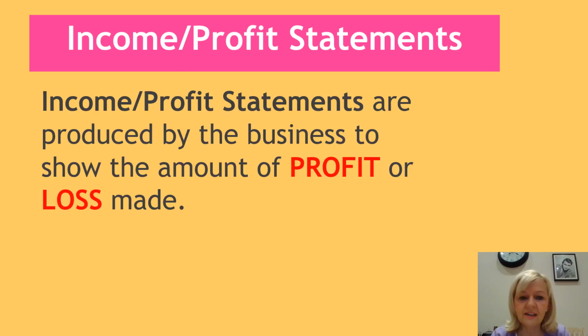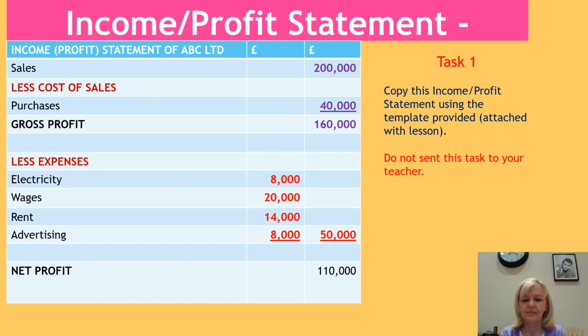And as we said earlier, the document that businesses prepare in order to calculate whether they've made a profit or loss is called an income or profit statement. What we have here is an example of what an income or profit statement would look like. Like a cash budget, it has a set template and it should be laid out exactly as it is here. So what I'd like you to do now is copy this. I've provided a template with the lesson if you want to use that, or copy it into your jotter, but you don't have to send this task to your teacher.